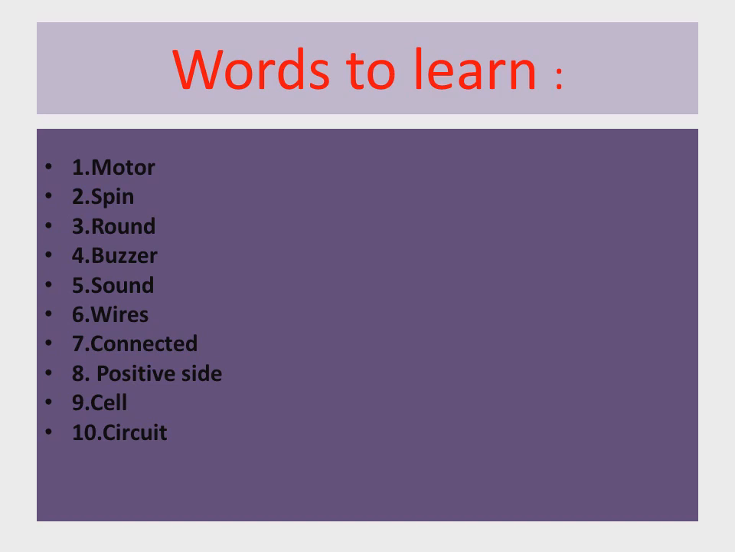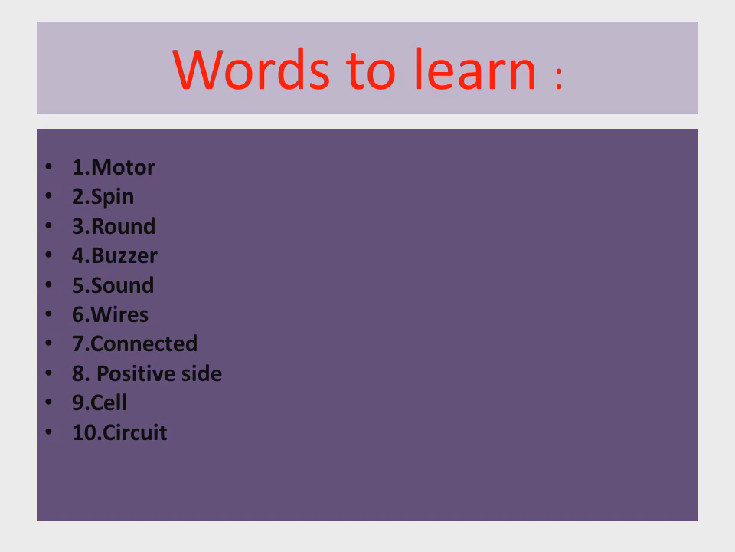First of all, we will focus on the difficult words. What are the difficult words of this unit? Number one is motor, M-O-T-O-R. Number two, spin, S-P-I-N. Number three is round, R-O-U-N-D. Number four is buzzer, B-U-Z-Z-E-R. Number five, sound, S-O-U-N-D.